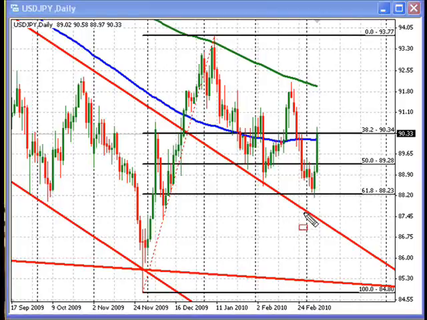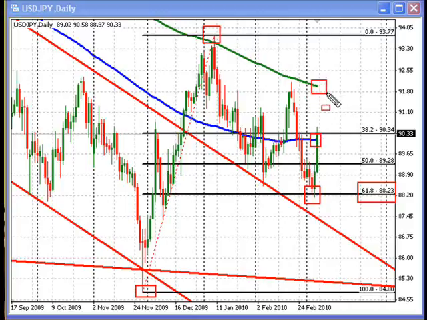Note this week, what did we do? We went down and tested the 61.8% retracement at 88.23. This is of the move from the low in November to the high in January. So in a nutshell, for the dollar versus yen, if we're able to stay above this blue line, above the 100-day moving average, we should see further moves to the upside.